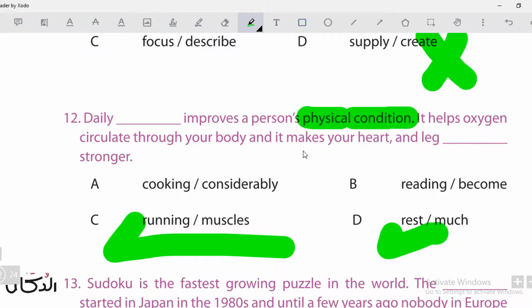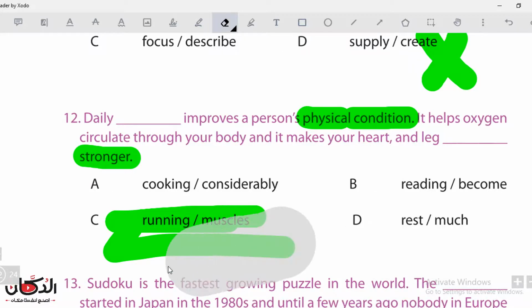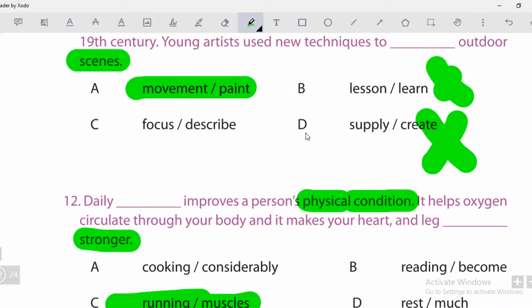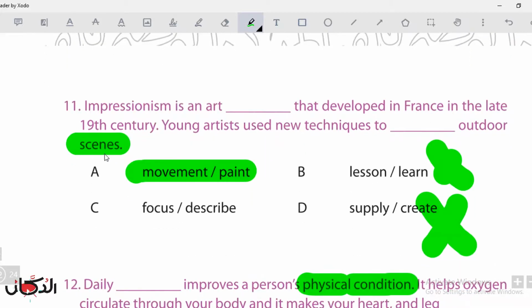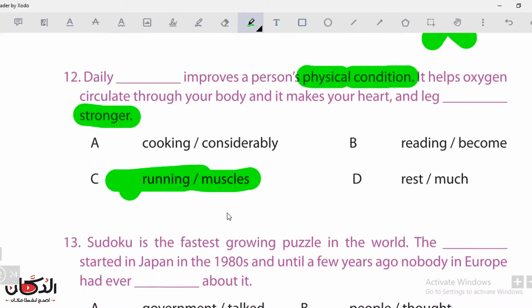Let's move to the second part: and makes your leg stronger. So what makes your leg stronger? Leg what? Leg much? No, it's leg muscles. That's the correct answer. So D is wrong. While answering this kind of question, you have to look for keywords. Like here, scenes, we say it's paint. Like here, stronger, so it's related to muscles, and so on.